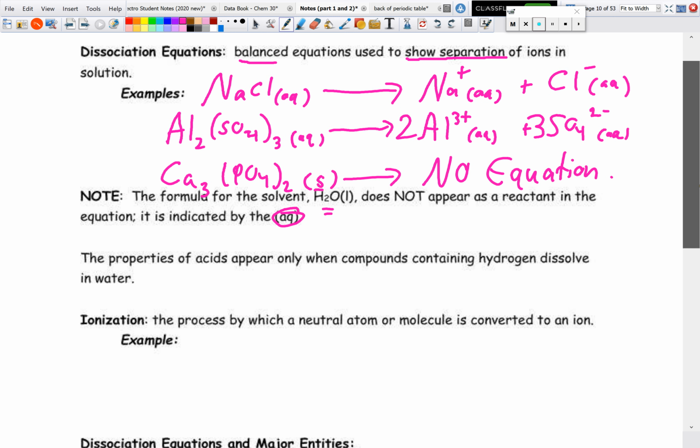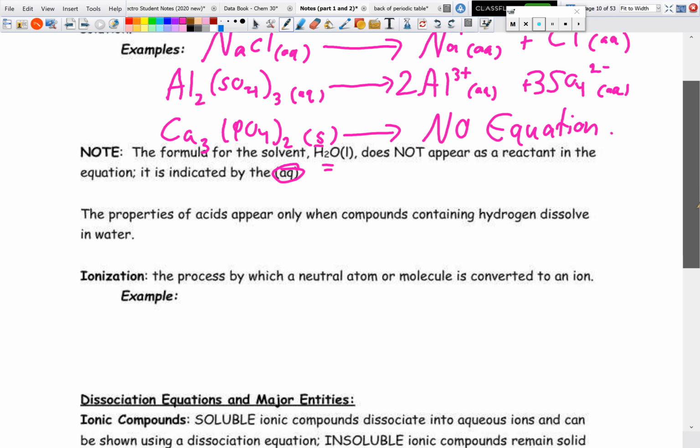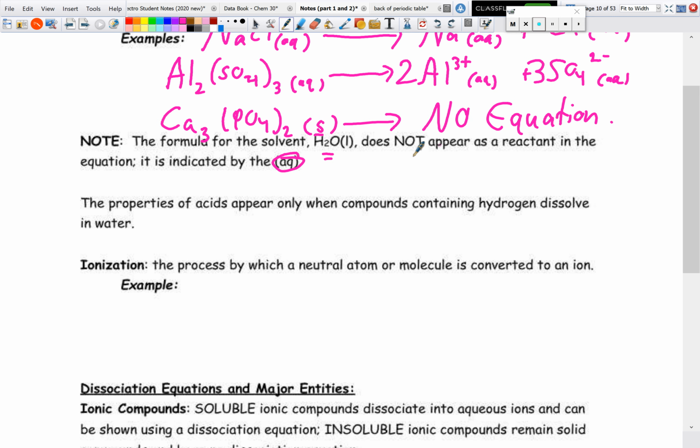Now, when we have something like an acid, because acids are technically considered molecular compounds since they're not ionic, this process is known as ionization, when a neutral atom or molecule is converted into an ion. And you do have to remember acids are molecular compounds.